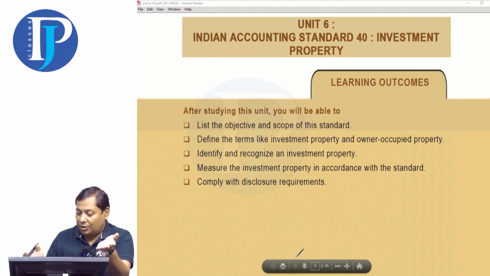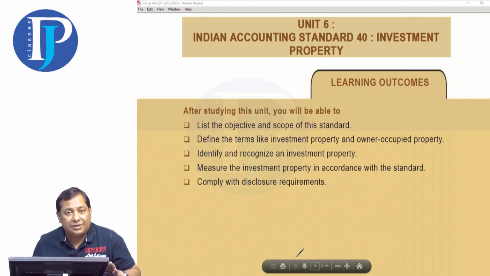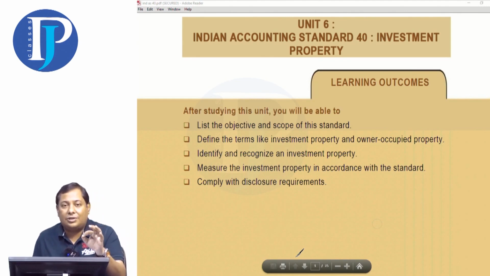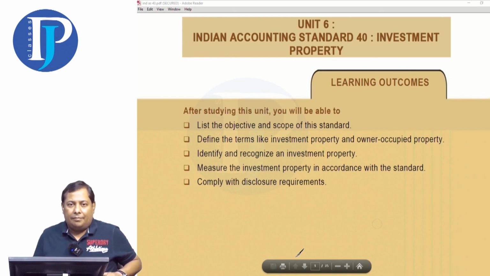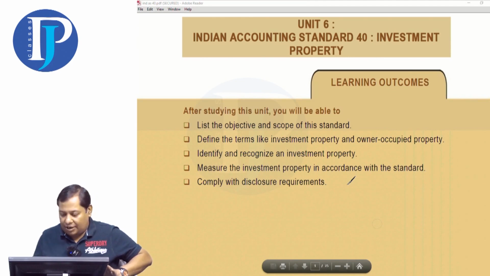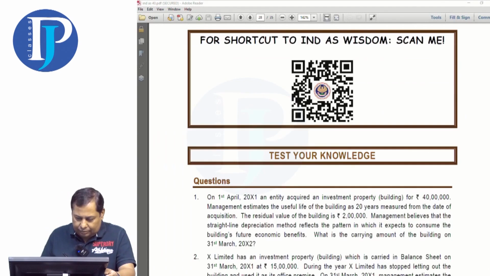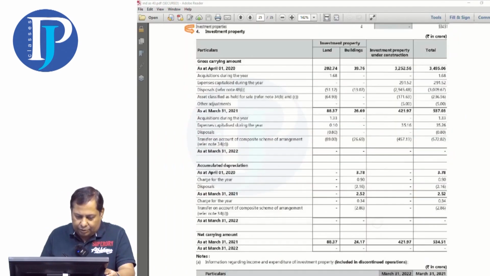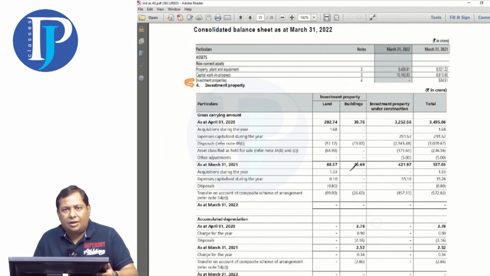I will tell you why I put the study material on the screen. I've put this study material on the screen for a reason, because I want to show you the study material of your new course, the new scheme. What work did the institute do in that? This Ind AS 40, I have already put the new study material on the screen. From this I took some screenshots, which I have to tell you about. What did the institute do?